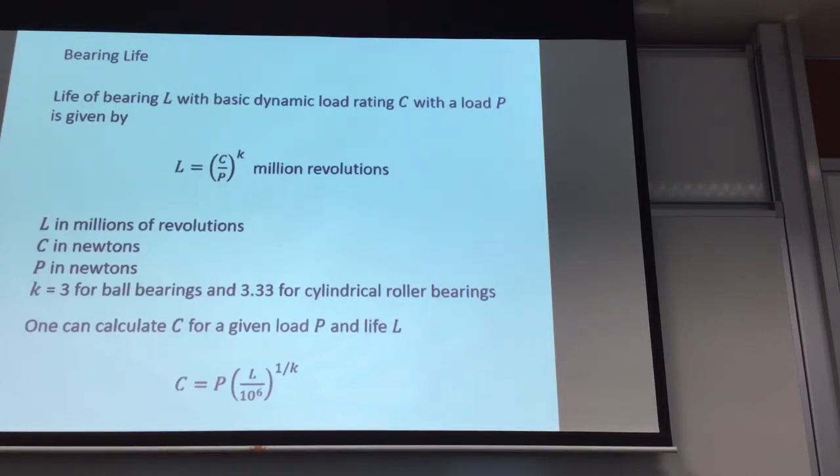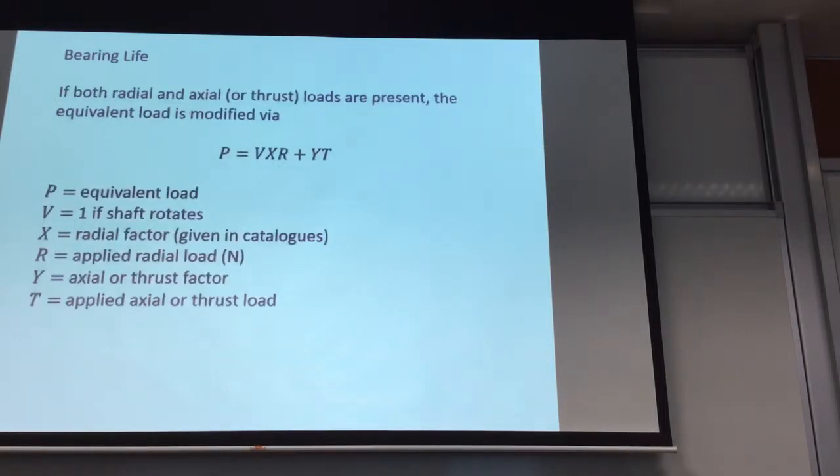What we try to do is to calculate C, because you know P, you assume L, your lifespan, and you know K. We find C so that we can go to the catalog and find a bearing which has a higher value of C than the one we want for our application. Something extra: if your bearing carries both radial and axial load, which is not the case here, then you need to modify your P, which is given by this equation. Again, if you go to catalogs, they also give this to you.